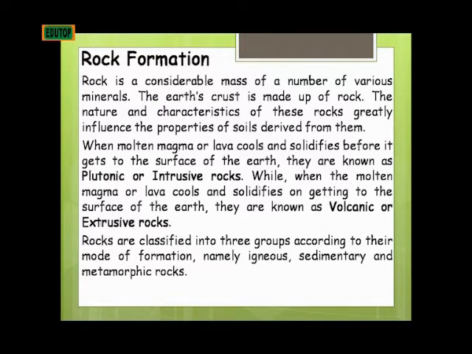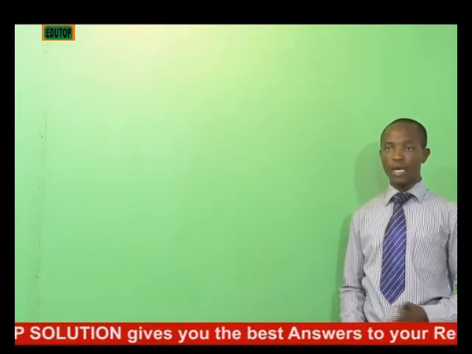When molten magma or lava cools or solidifies before it gets to the surface of the earth, it is known as plutonic or intrusive rock. Now I'm actually explaining why we have two types of rock. We have the plutonic, and then we have the volcanic rock.